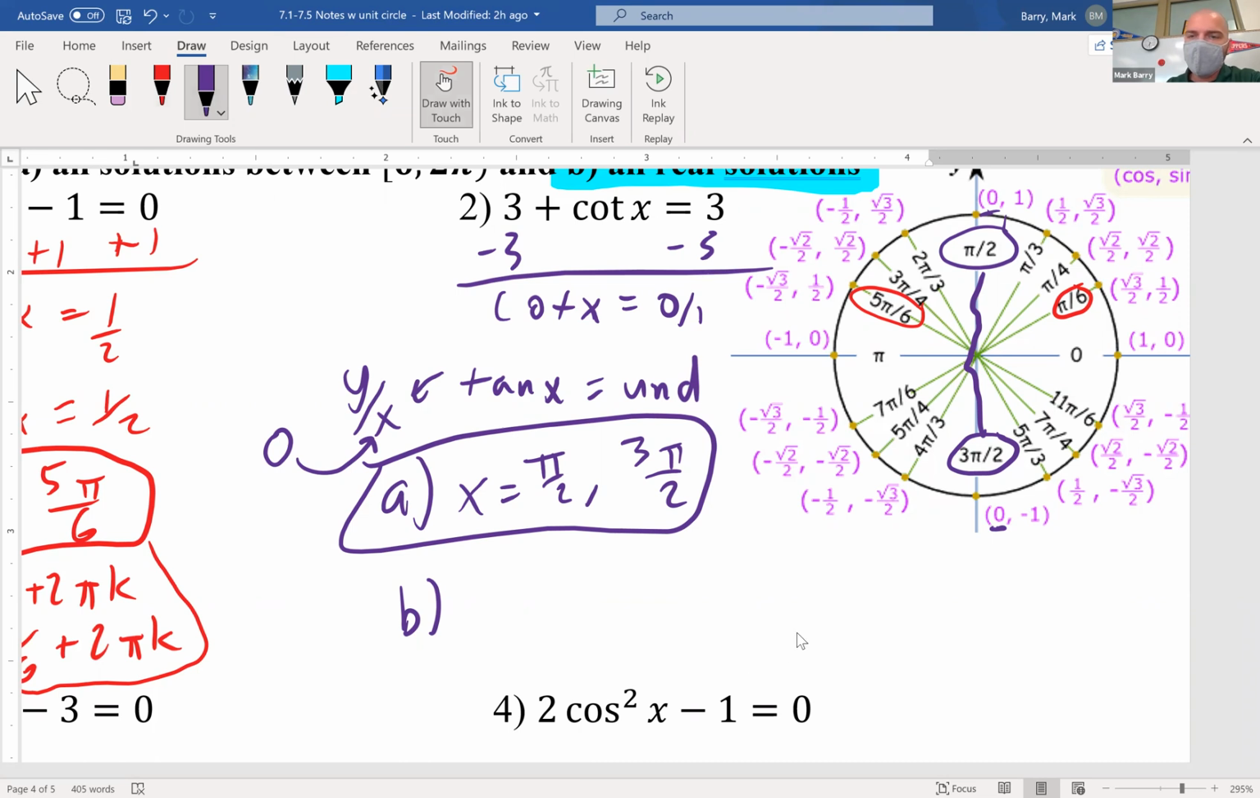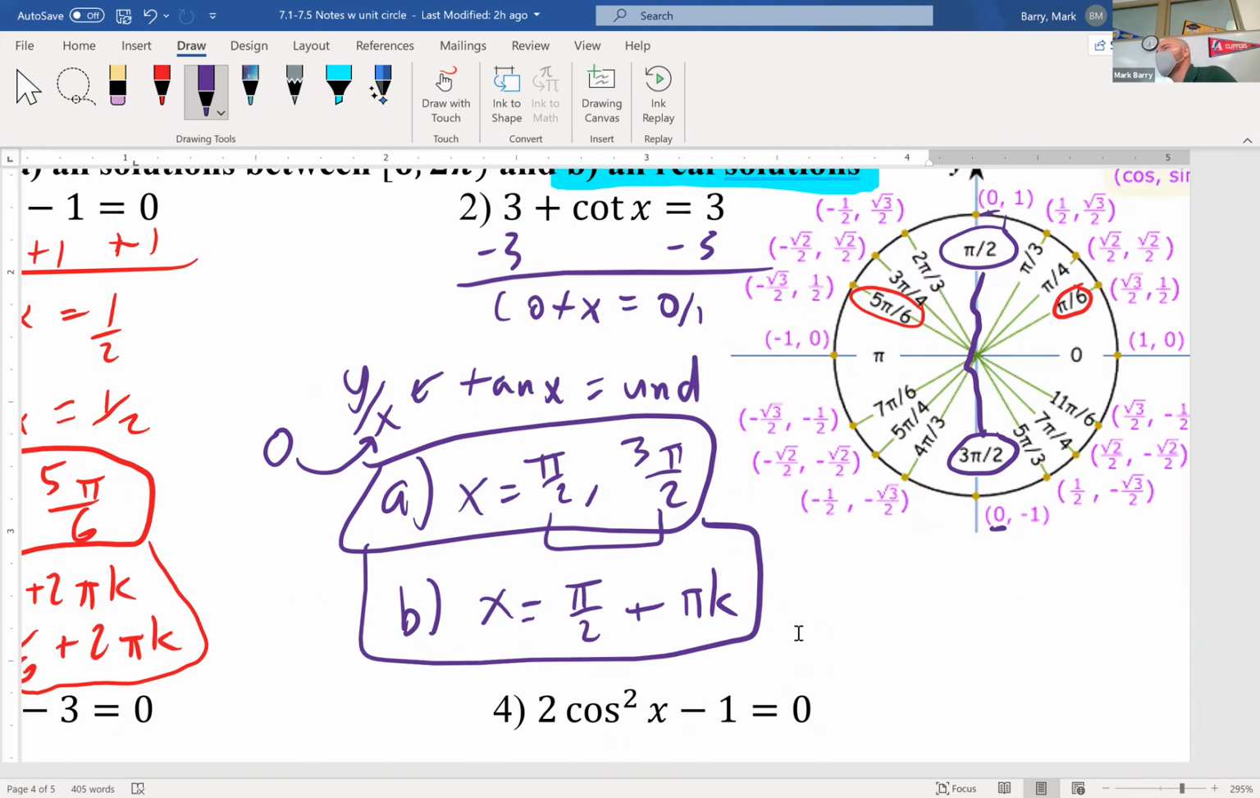And so what that means is, when I'm writing my formula for part B, I can actually connect them. I can actually write both of them with just one formula, okay? And so for the formula, I take the first one only, and then I add pi k. So I don't add 2 pi k like I did in number 1, since these are diameter buddies. I can get them both by just doing the first one plus pi k.